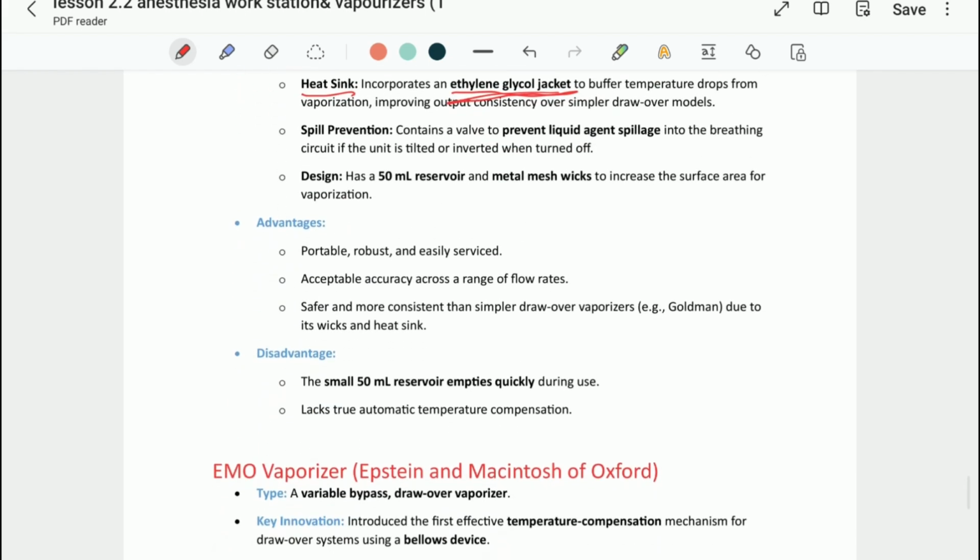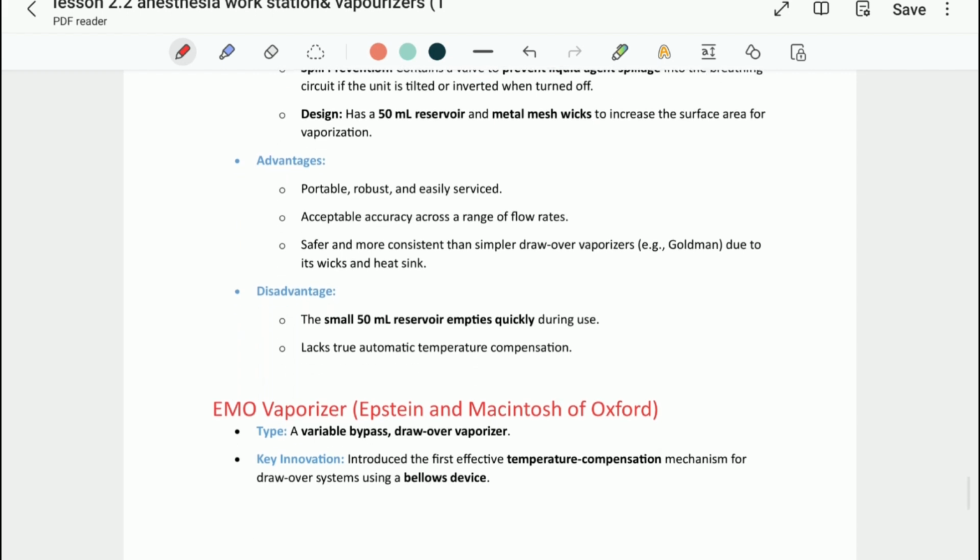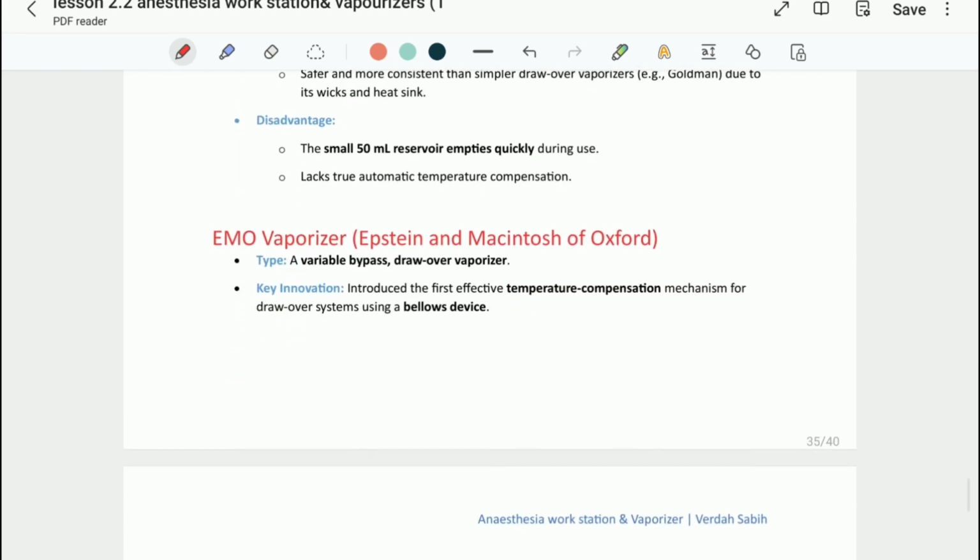Its advantages include that it is portable, robust, and easily serviced. It also has acceptable accuracy across a range of flow rates. It is safer and more consistent than simple draw over vaporizers like the Goldman due to its wicks and heat sinks. The disadvantages include its small reservoir capacity and that it lacks true automatic temperature compensation.